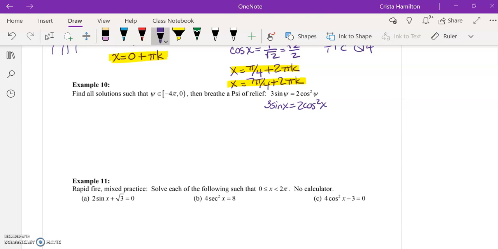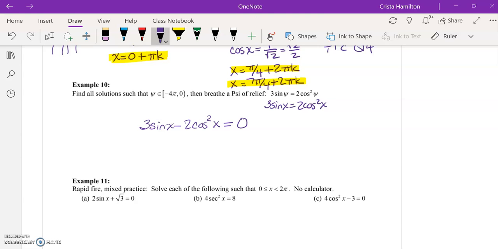Now, again, same thing. We're going to notice here we have quadratics, just like we have before. I'm going to move things. I'm actually going to move it over to the same side this way. So I'm going to have 3 sine of x minus 2 cosine squared x is equal to 0. Get your 0 on one side.